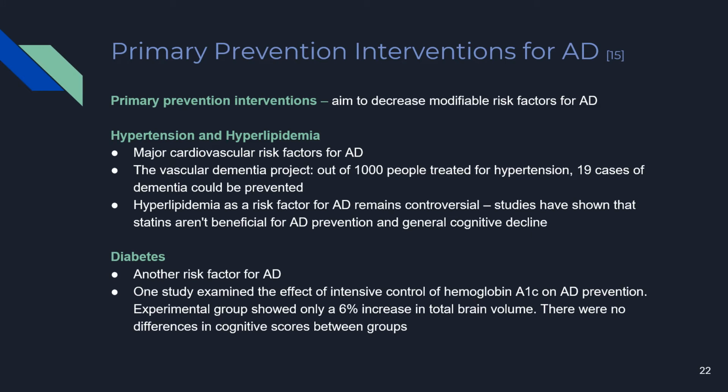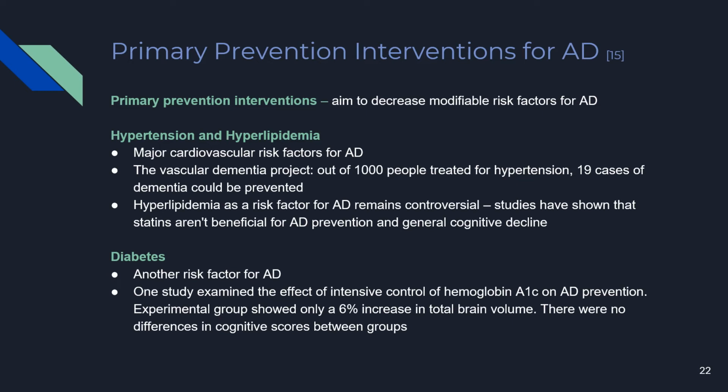So hypertension, or high blood pressure, and hyperlipidemia, or high blood lipid concentration, are considered to be major cardiovascular risk factors for the development of Alzheimer's. From the Vascular Dementia Project, it was determined that for every 1,000 individuals treated for hypertension, 19 cases of dementia could be prevented. Hyperlipidemia as a risk factor for Alzheimer's, however, remains a controversial topic, as there has been no evidence that statins used to reduce blood lipid concentration have any influence on the prevention of Alzheimer's.